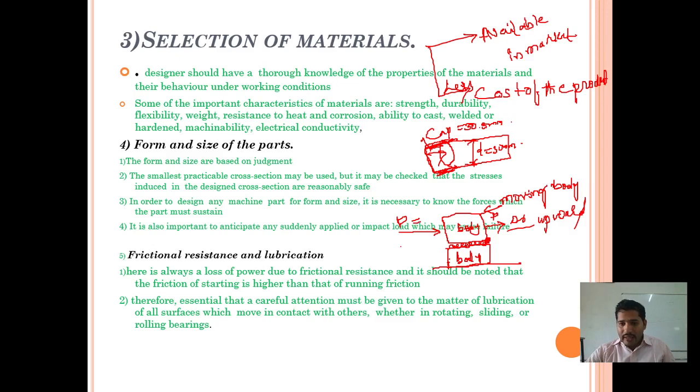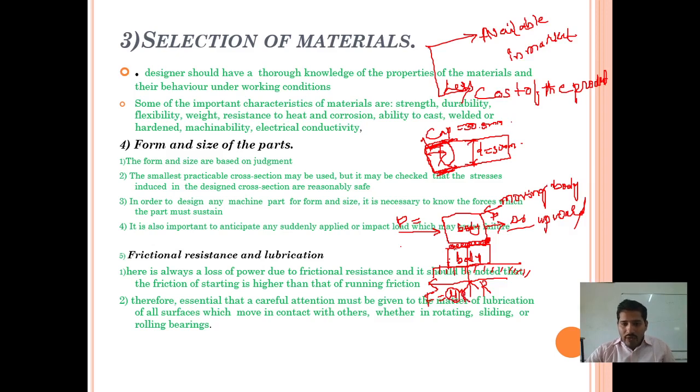Which force is acting here? The body is acting on the horizontal surface. This means that the normal reaction is acting. The limiting force of friction, in which direction is it acting? It acts in the opposite direction. F is equal to the coefficient of friction times the normal reaction.